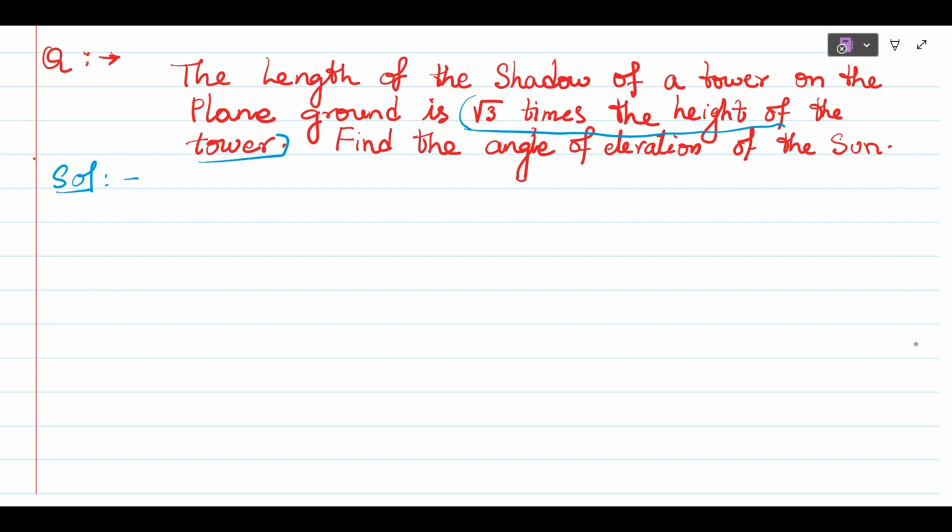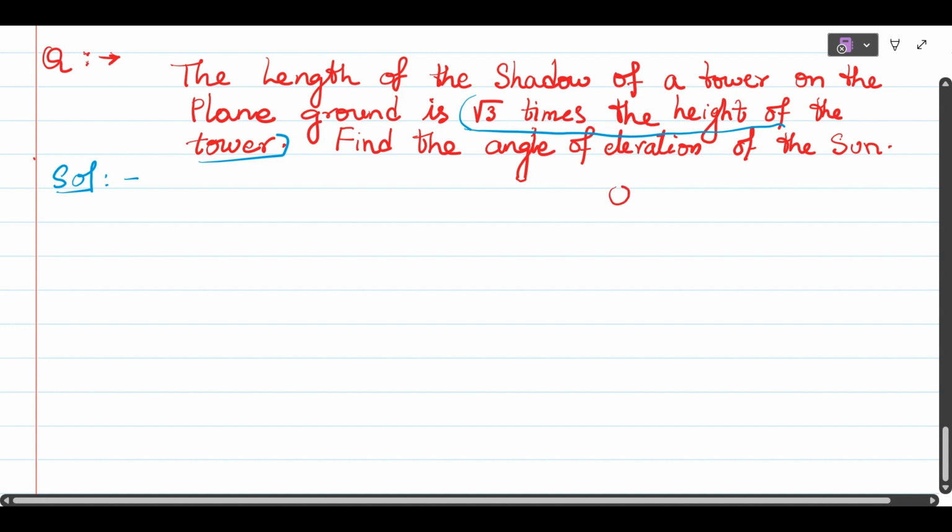Here the question is: the length of the shadow of a tower on the plain ground is root 3 times the height of the tower. Find the angle of elevation of the sun. First, let us draw the diagram.